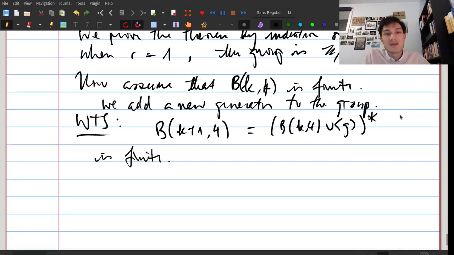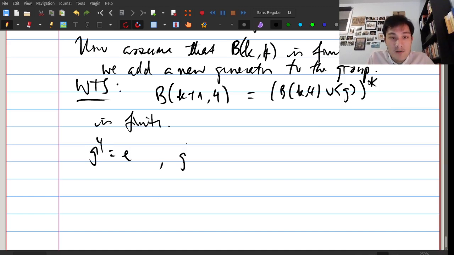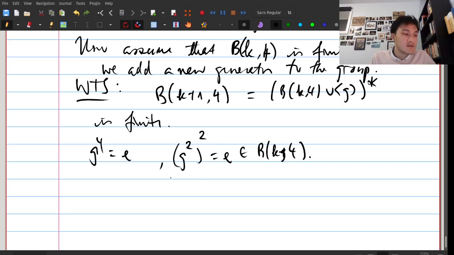And yeah, like I said, if g had g squared in BK4, then we'd be done, but we don't know that. So we only know that g to the 4 is equal to e. Okay, so g squared is equal to e. But e is in the original BK4. Okay, and so we can apply the lemma to g squared.